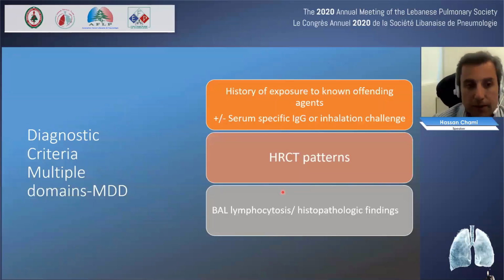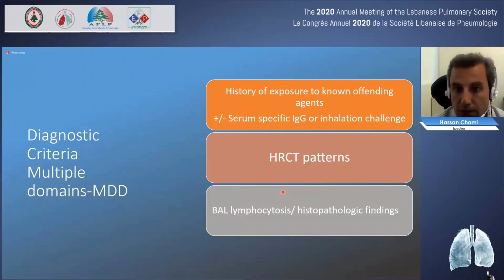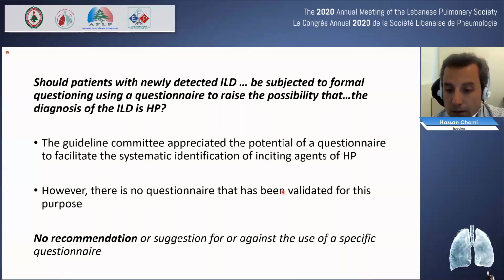So with this in mind, you can see that the diagnostic criteria would encompass multiple domains, and you would really need a multidisciplinary approach and a multidisciplinary diagnosis to be able to ascertain the diagnosis of HP. So you need the history of exposure to a known offending agent, plus or minus the serum-specific immunoglobulin, or even an inhalation challenge, if this is available, the HRCT patterns that we reviewed, and the histopathologic findings or a BAL lymphocytosis.